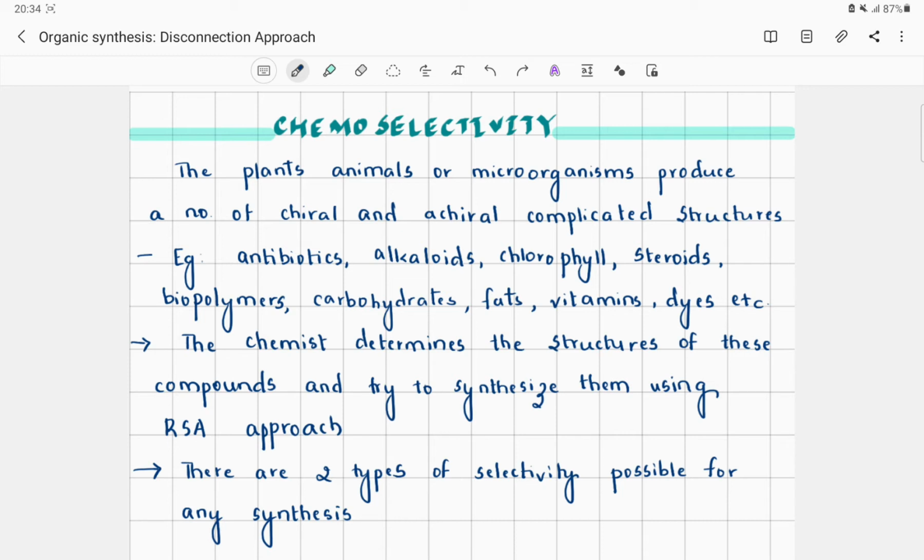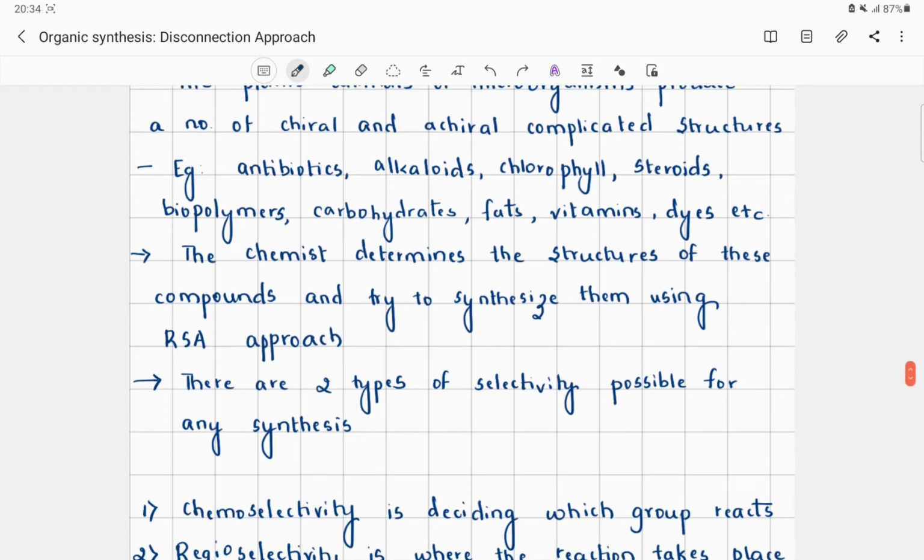be complicated to synthesize. Examples can be antibiotics, alcoholic systems, alkaloid systems, chlorophyll systems, steroidal systems, biopolymers, carbohydrates, fats, vitamins, dyes, etc. These systems either have a chiral system which needs a lot of preparation even before they are synthesized in the laboratory. Hence, the chemist determines the structures of these compounds and tries to synthesize them using a retrosynthetic approach.